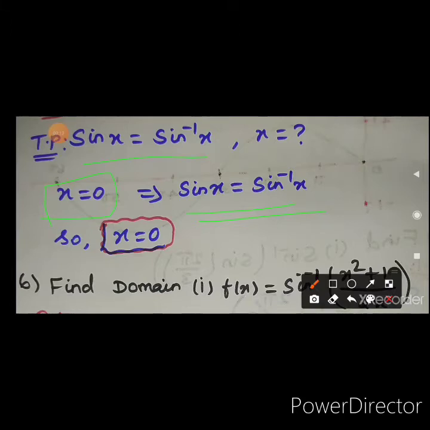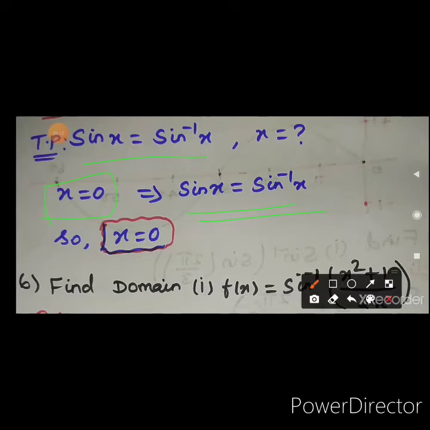Now we are splitting: minus 1 less than or equal to (x square plus 1) by 2x. Then minus 2x, plus 2x going to the left hand side: minus 2x less than or equal to x square plus 1. Then x square plus 1 plus 2x, this minus 2x going to the right hand side, so x square plus 2x plus 1 greater than or equal to 0.